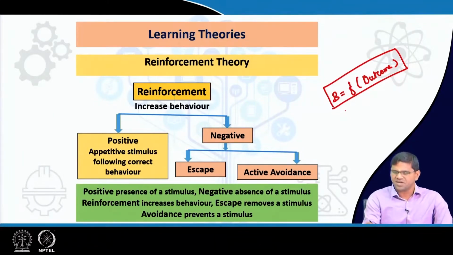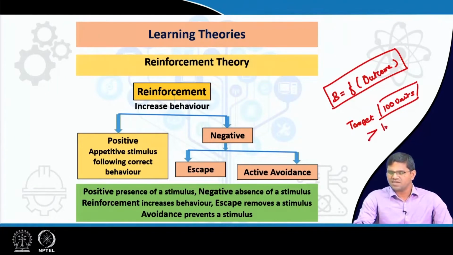For example, let's say there is a target of 100 units per day. One is, when you exceed 100 units, you will, let's say, get an incentive or a bonus or an appreciation letter from the manager or boss, which is a positive reinforcement. You wanted to do it and repeat it.